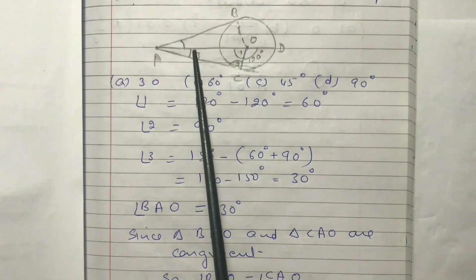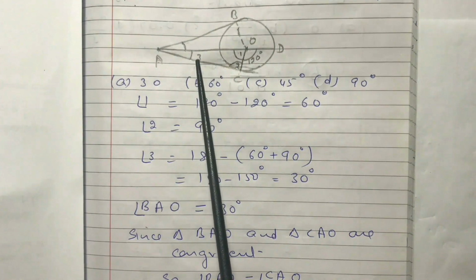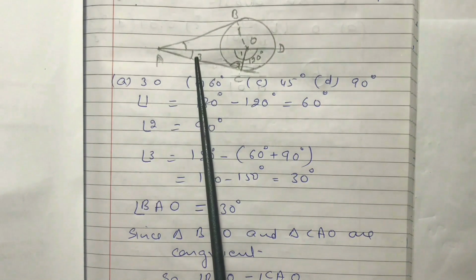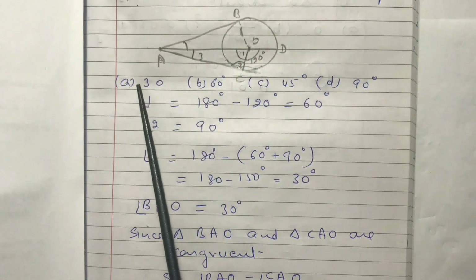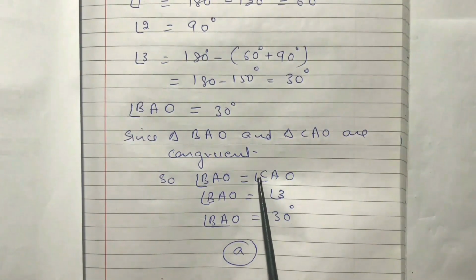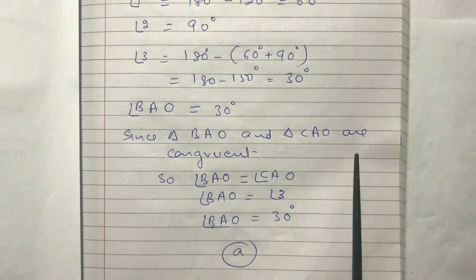And since angle 3 is equal to BAO, if I calculate this angle, it will come out to be 30 degree. So this angle is also 30 degree. So which is the option? A is the option. I have written all this here, so you can check it. Pause my video and you can check the answer.